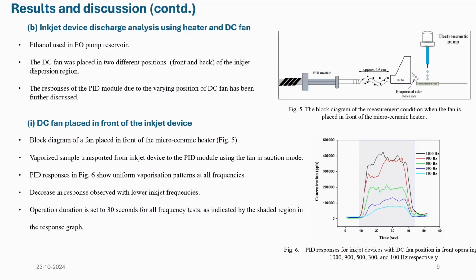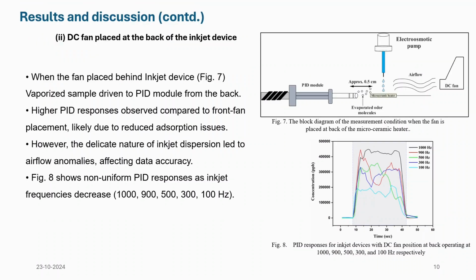Whereas in case of the second experimental module, where the DC fan was placed at the back, there was a chance of disproportionate airflow, which results in inaccurate PID module sensing.